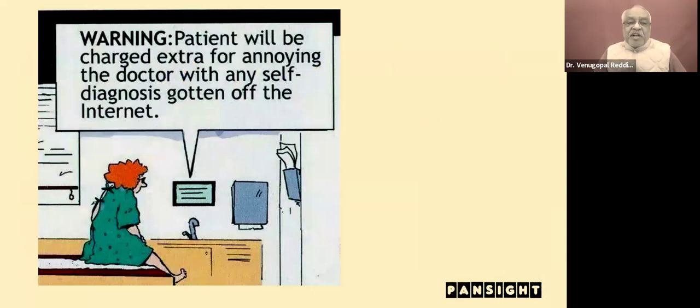Warning, patient will be charged extra for annoying the doctor with any self-diagnosis gotten off the internet. Yeah, these days they consult Dr. Google and make their own diagnosis. And they come to see the doctor to get a second opinion. They already have their own opinion. They have made a diagnosis. So they have become already doctors. They didn't go to medical college. Just within 5 minutes, by Google, they have made a diagnosis. So the doctors who spend 5.5 years for MBBS, 3 years MD, they're all stupid. Okay? All it requires is 5 minutes and you have made a diagnosis.